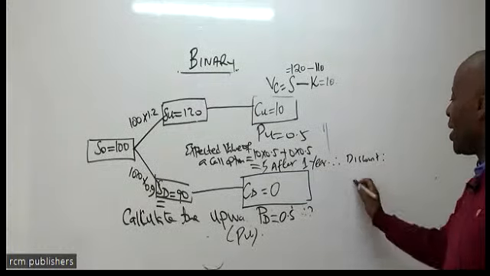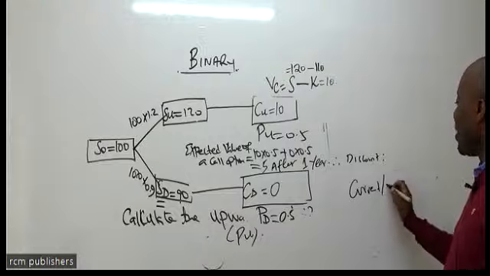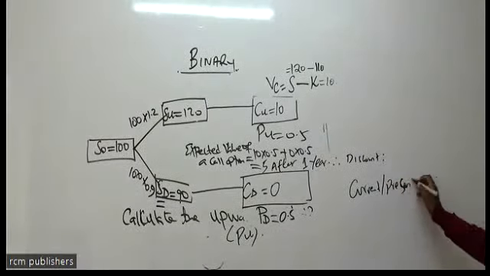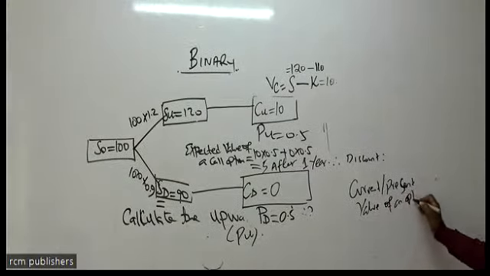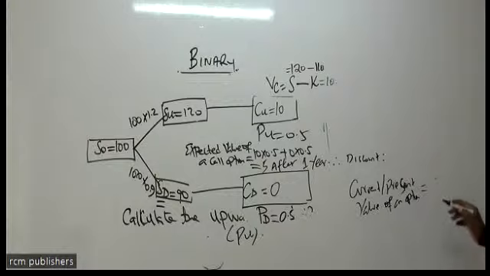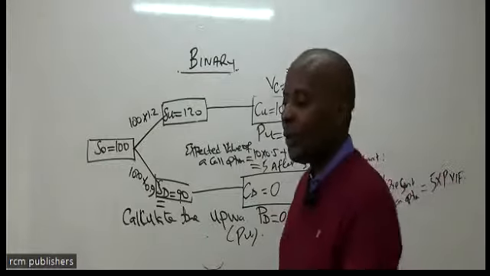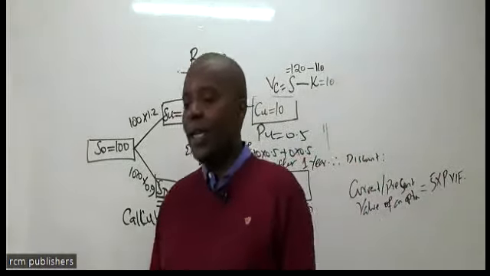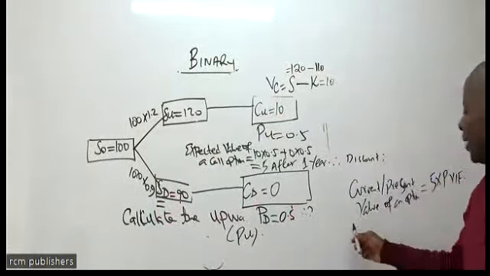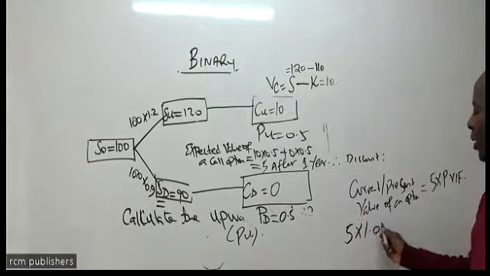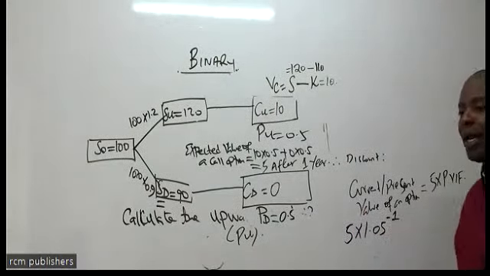So to get the current or present value of an option, take that 5, and because it is a one-off figure, discount it by multiplying it with the PVF. Meaning that this will be the same as 5 times 1.05 raised to minus 1.